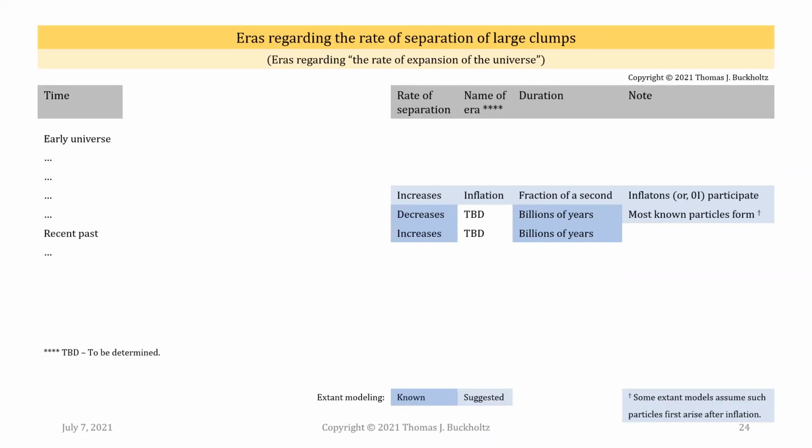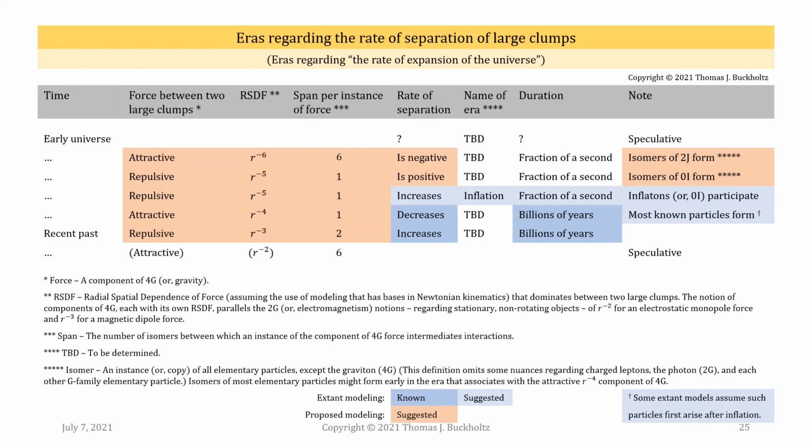This chart shows some extant modeling notions regarding the rate of separation of neighboring clumps. As far as I know, no observations directly pertain to the would-be era of inflation or the existence of an inflaton. This chart shows results from proposed modeling. The results have bases in components of 4G and in elementary particles that I suggest. The chart suggests 2 eras that might precede inflation. The chart embraces the notion of an inflationary epoch.